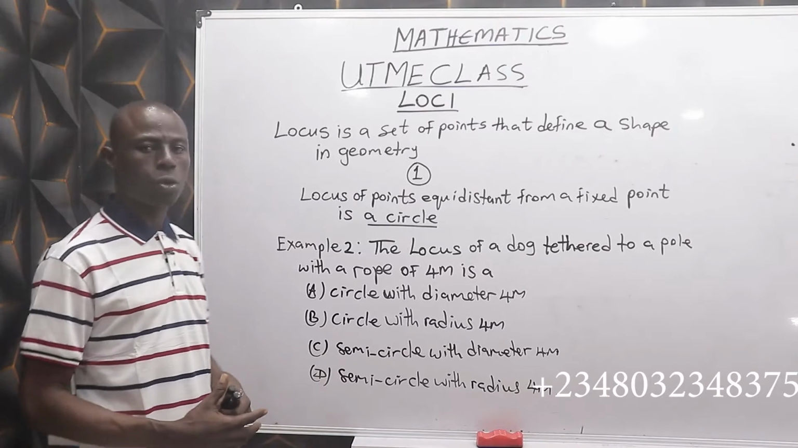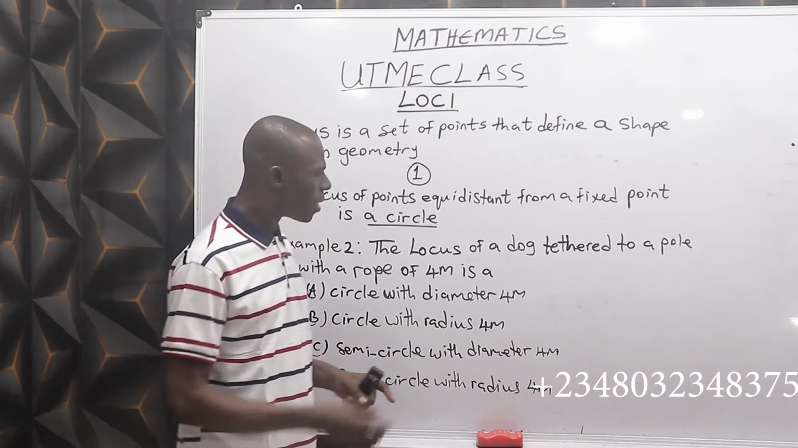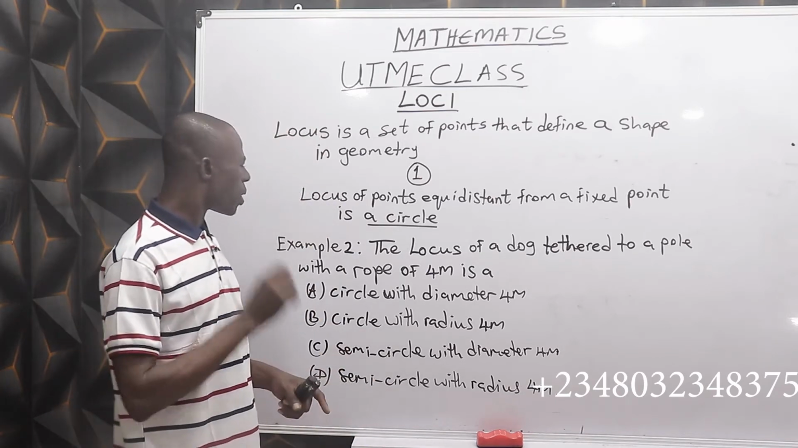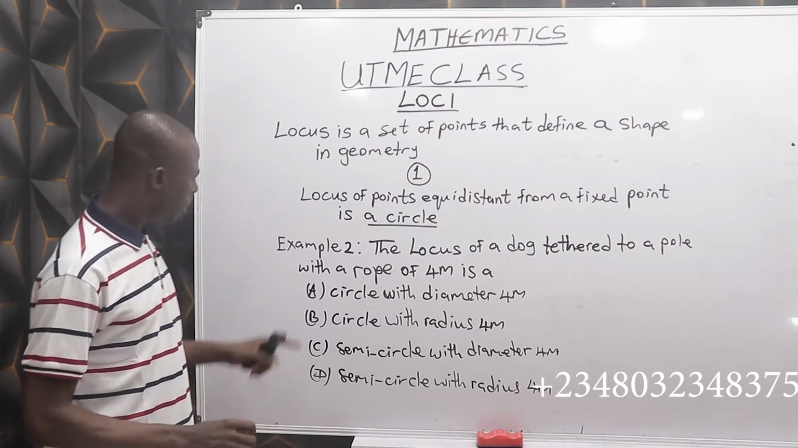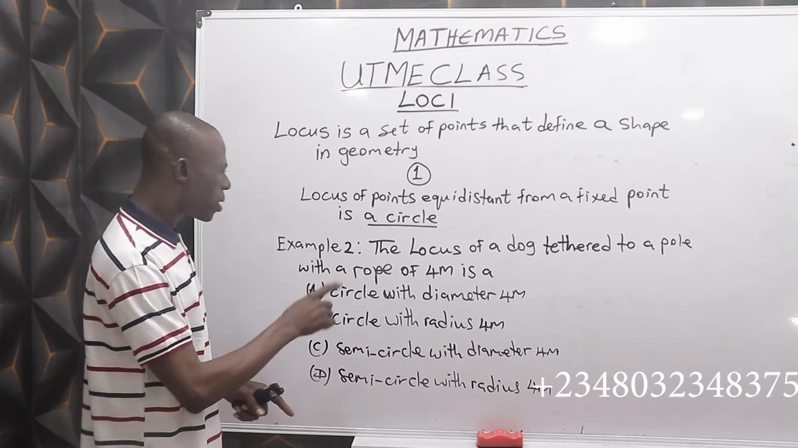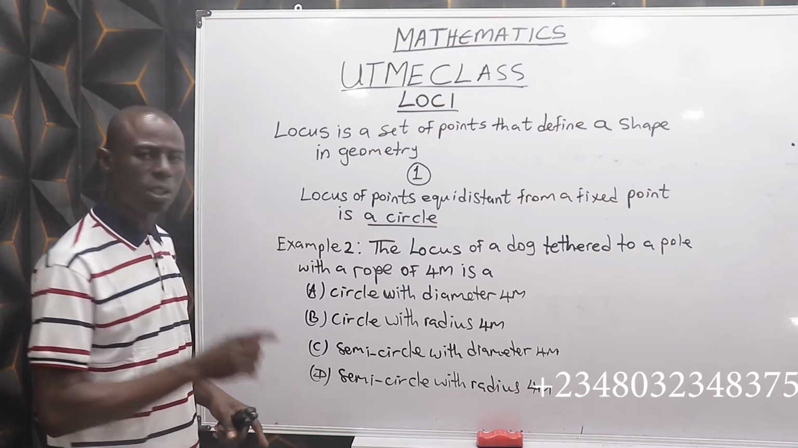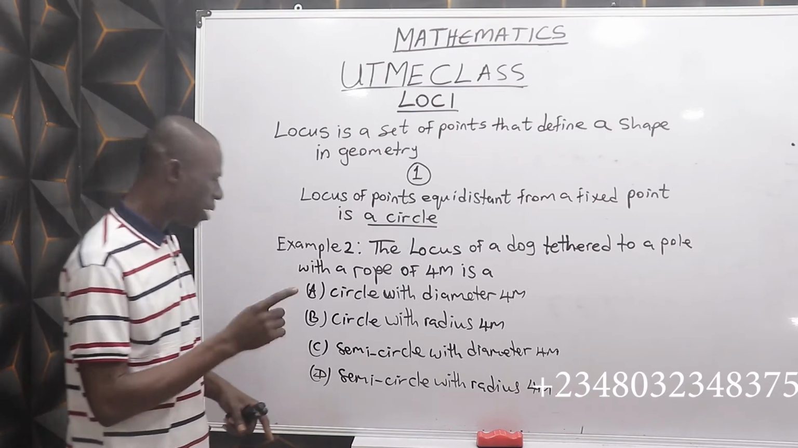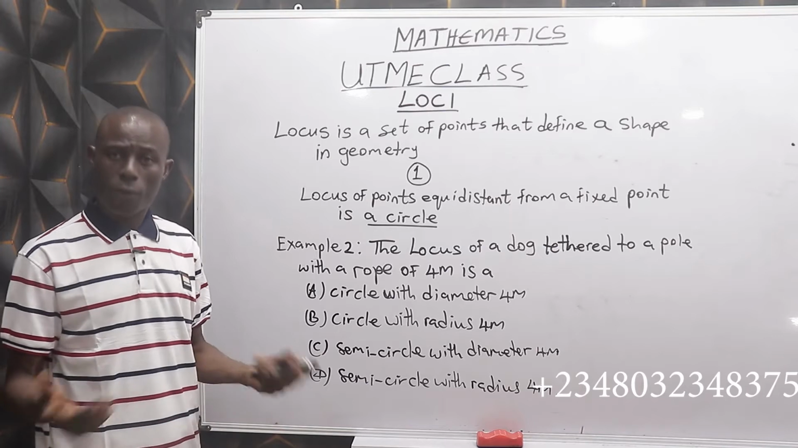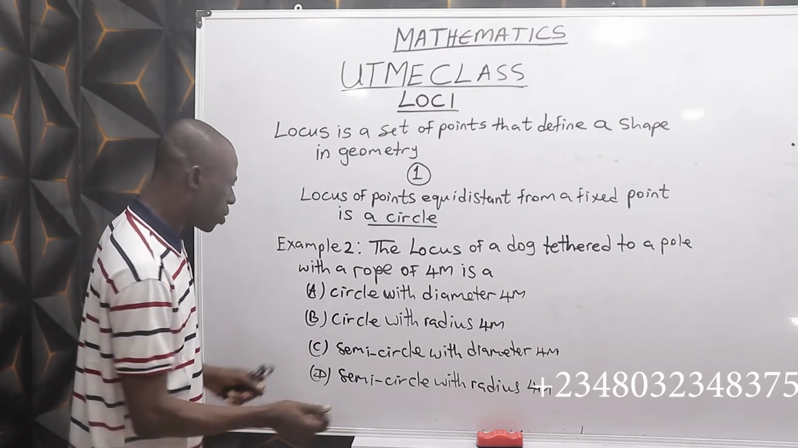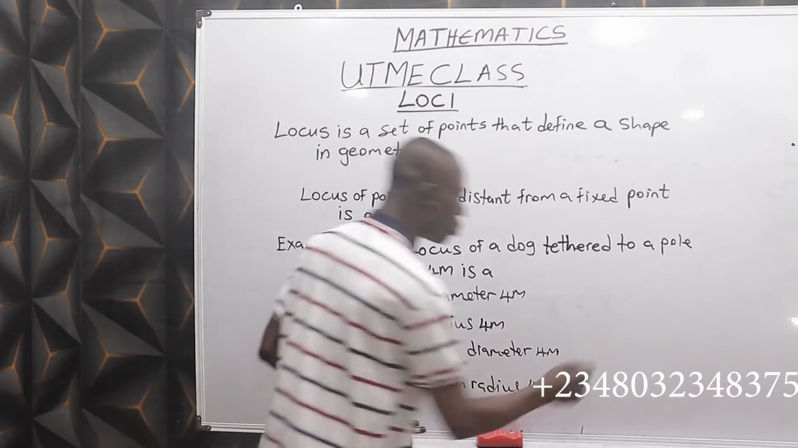Let's consider example 2 under this first locus. The locus of a dog tethered to a pole with a rope of 4 meters is a what? Option A, circle with diameter 4 meters. Option B, circle with radius 4 meters. Option C, semicircle with diameter 4 meters. Option D, semicircle with radius 4 meters. Definitely, you know the correct option is circle with radius 4 meters. How? Let me explain to you.